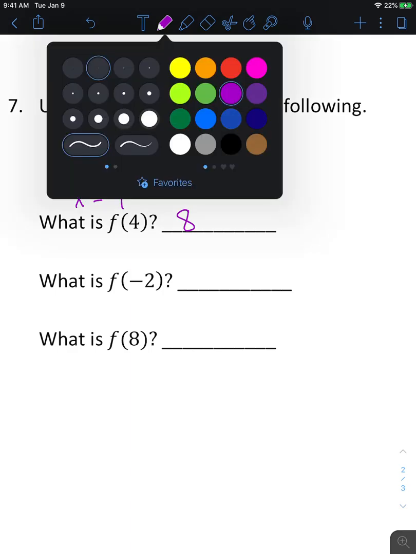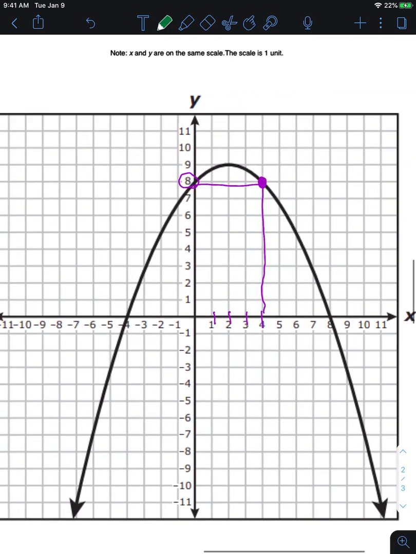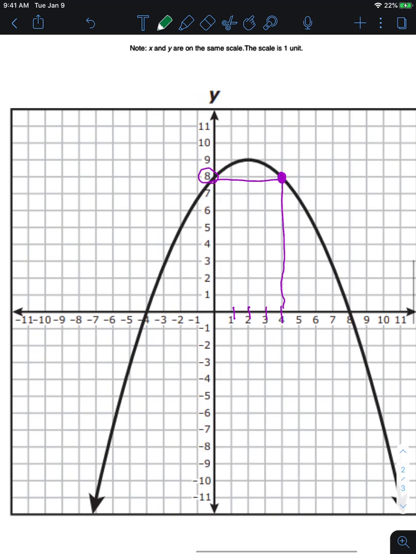Okay, I'm going to go ahead and switch colors for you. So, what is f of -2? Well, that's telling me x equals -2. So I come over here. I find -2 on the graph, so -2 is right here. And I have to go up and find where my function is. So it's right there. And what is that y value? That y value is 5.